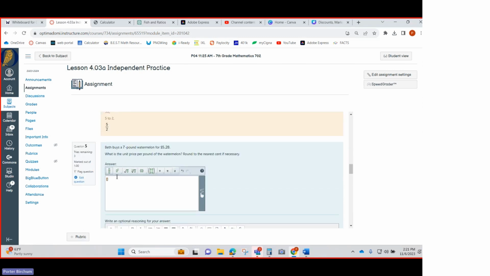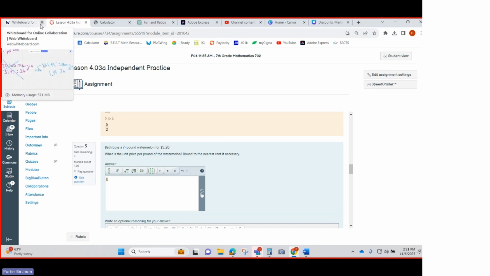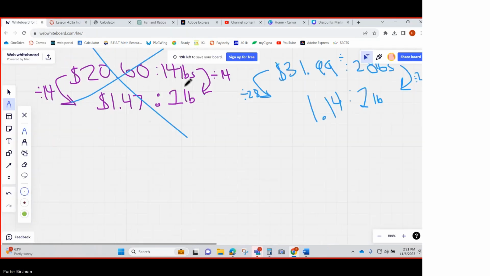Question 5. Beth buys a 7-pound watermelon for that much money. What is the unit price per pound of the watermelon? Round to the nearest cent. Ooh, very important. Round to the nearest penny. So if 7 pounds cost that much, how much does 1 pound cost? 7 pounds is $5.28.